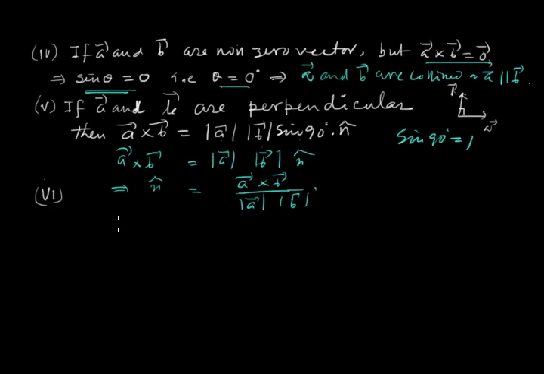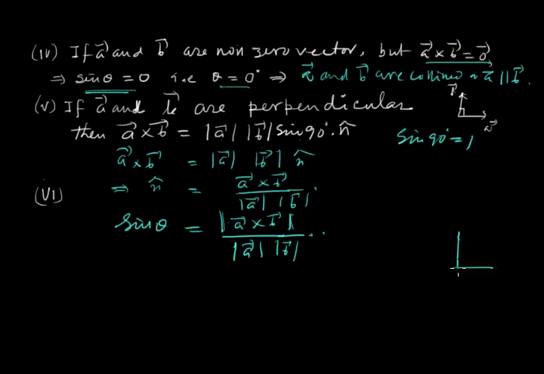Next property, you can define sine theta as the mod of A cross B by magnitude of A into magnitude of B. Why we put the mod sign? Because it is a scalar quantity. A cross B is a vector quantity, so you put the magnitude of A cross B.